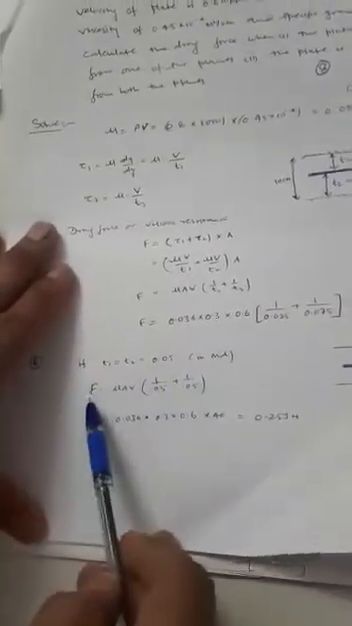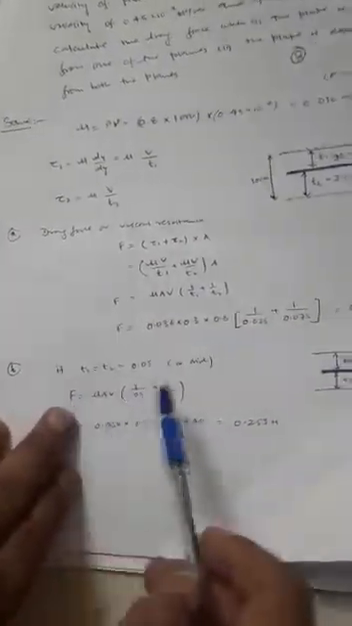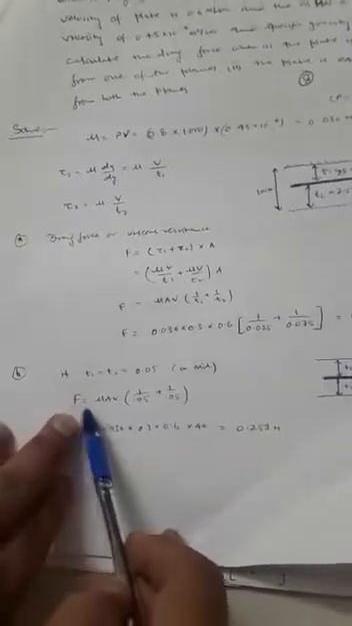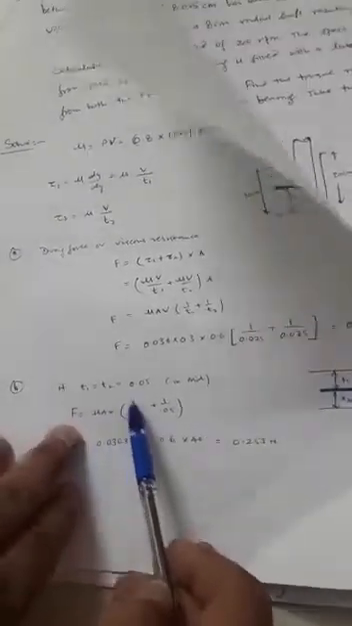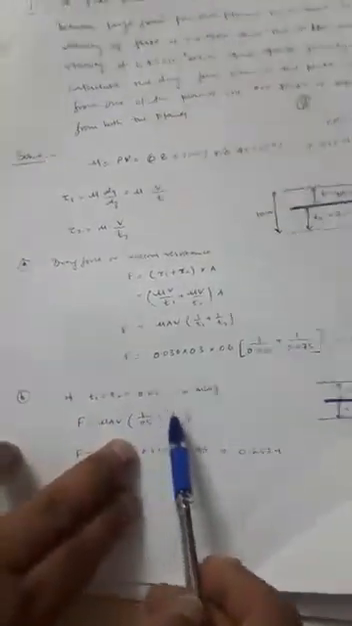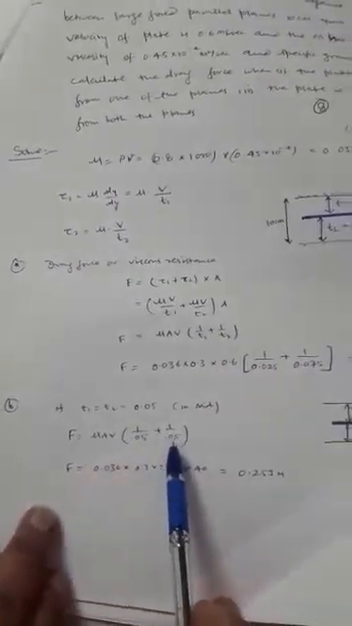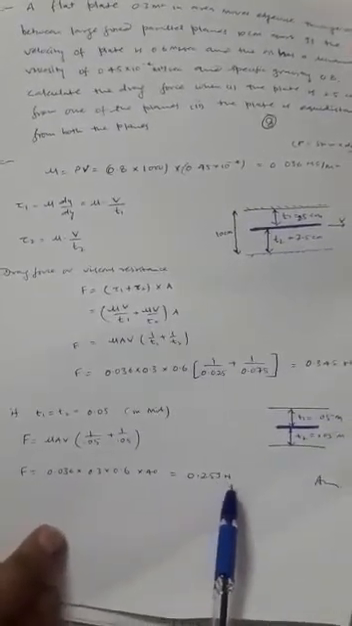We can say T1 is equal to T2 is equal to 0.05, right, then total drag force between the two plates, F is equal to mu into A into V into 1 upon T1 plus 1 upon T2. T1 is equal to T2. We will put here 1 upon 0.05 plus 1 upon 0.05. We will get total drag force F is equal to 0.259 Newton.